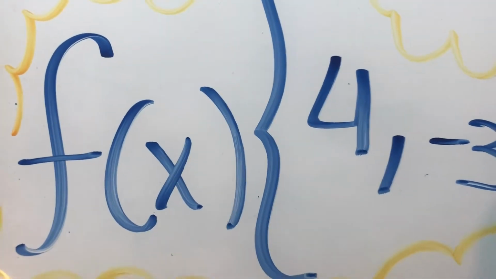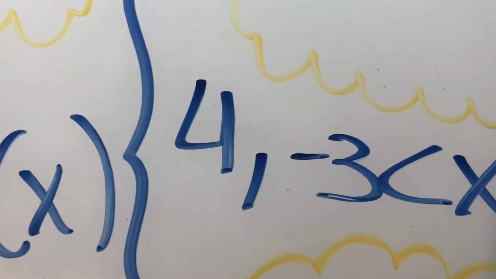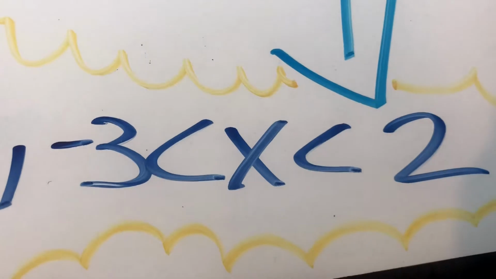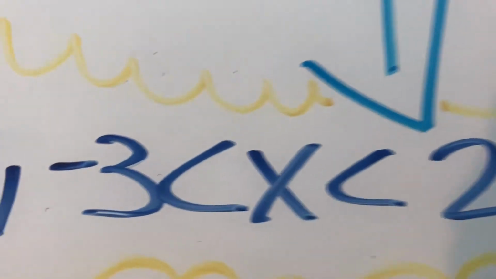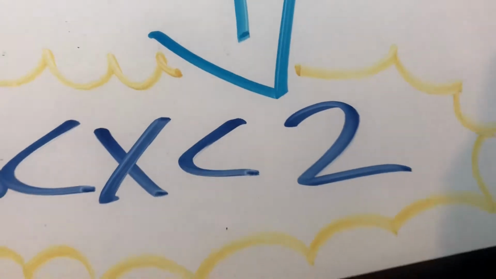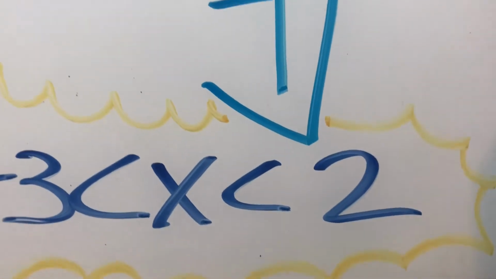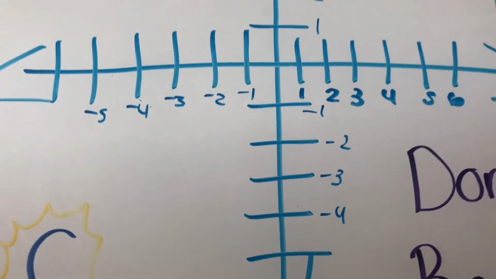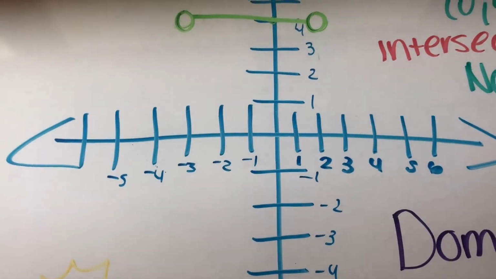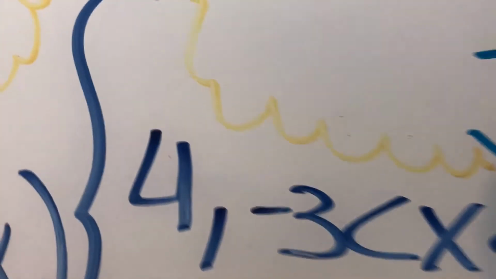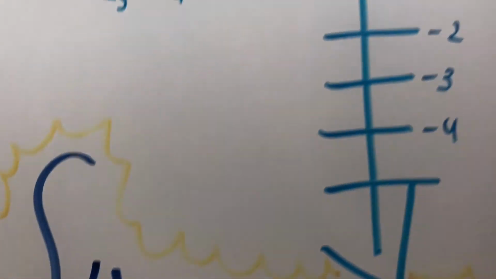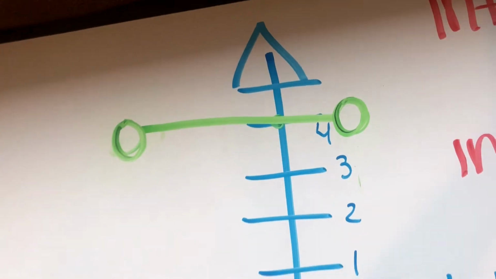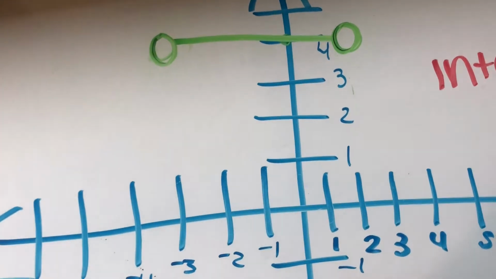Alright, we have our function, which is f of x equal to 4, with the condition that x is bigger than minus 3 but smaller than 2. So, what we're going to do first is graph. We can see that the only value that is given is 4. So we're going to draw our line at the value of 4 on the y-axis.